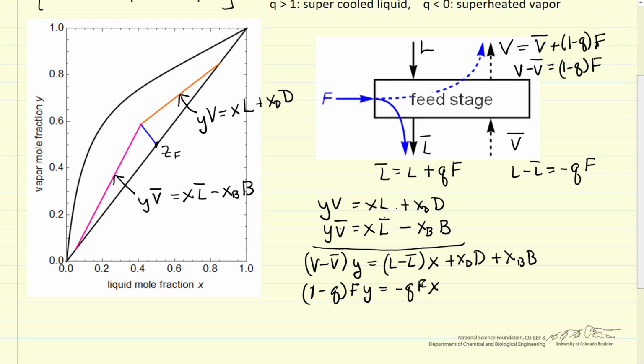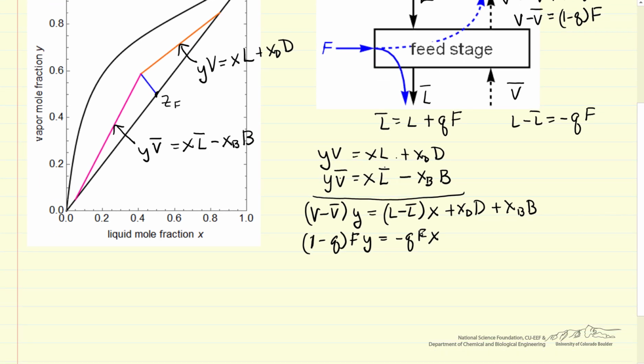Let me go over here and try to write an overall balance for the more volatile component. It's coming in to the entire column, and it's leaving in the distillate or in the bottoms. And so notice these two terms on the right. That means I can make this substitution.